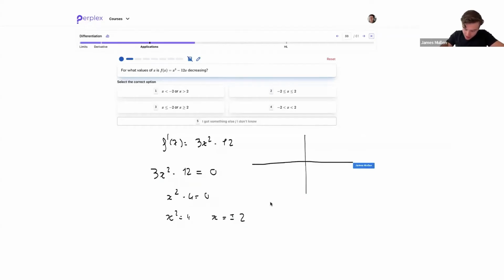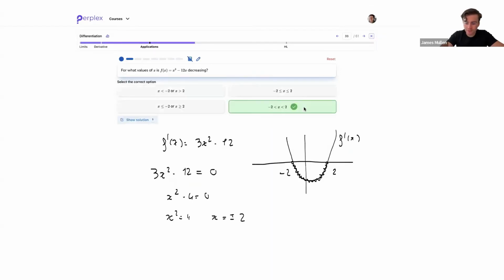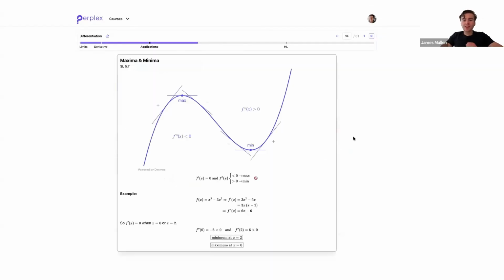I have a quadratic, 3x squared minus 12, which is concave up, and has a root at minus 2 and at 2. And the question is asking me where it's decreasing, so where the derivative is negative. Okay, this is the derivative. So the derivative is negative between the roots of the quadratic. So it's between negative 2 and 2. That's my answer. Okay, with that said, we can talk about maxima and minima.